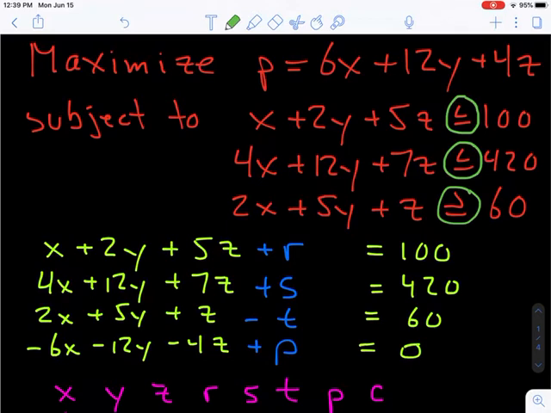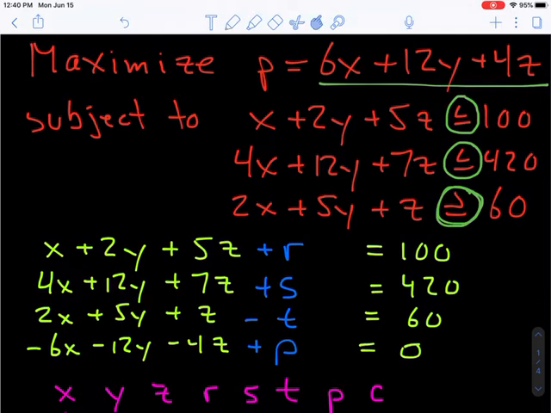In the third inequality, once again, because this is a greater than or equal to symbol, we have to subtract a surplus variable. And I explained the difference between the slack variables and the surplus variables in another video. So if you need to, go back and take a look at that. Finally, the objective function, 6x plus 12y minus 4z, we subtract those terms to the other side. We add the plus p equals 0. And so this is our system of equations.